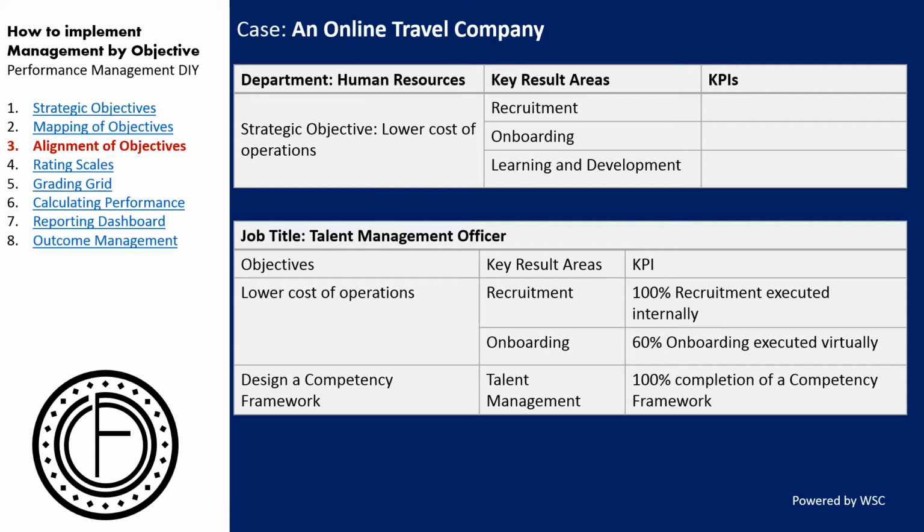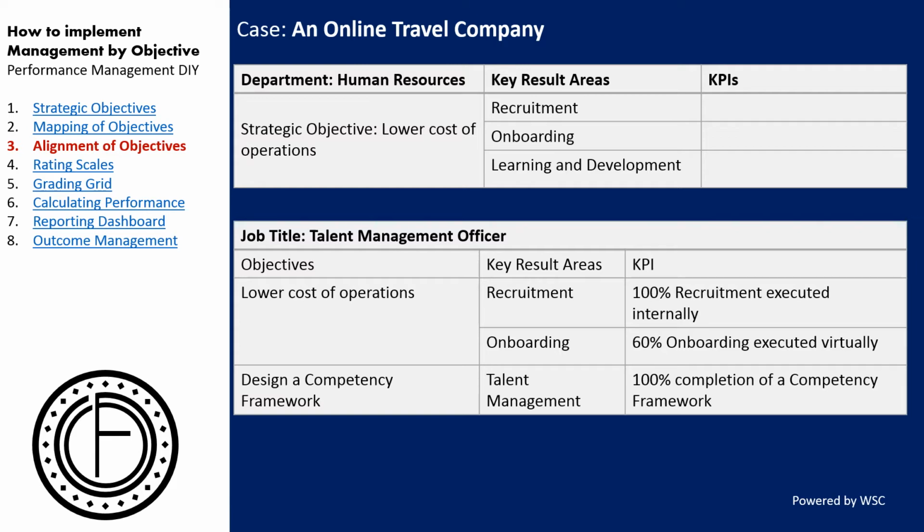Then under recruitment, the KPI agreed between the line manager and the direct report is that 100% of recruitment must be executed internally. So what it means is that perhaps before now, for any vacancy to be filled within the organization, they just called on their recruitment consultant to start sourcing for candidates. Now, the talent management officer needs to take on the responsibility of recruitment.